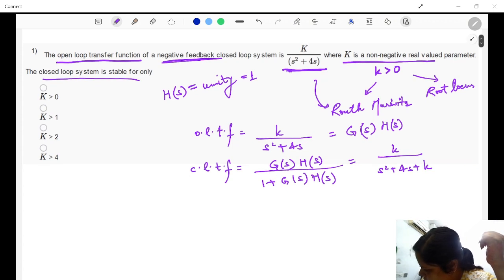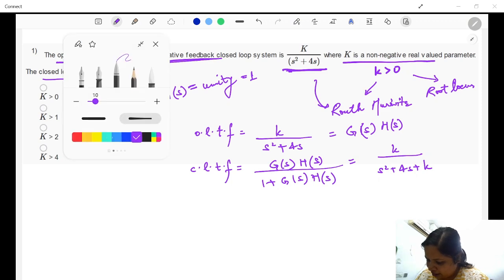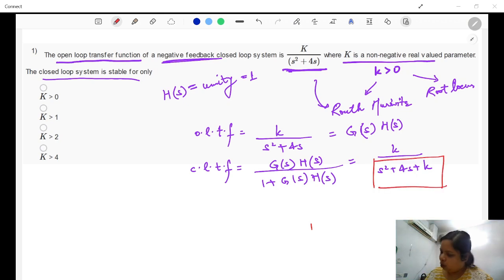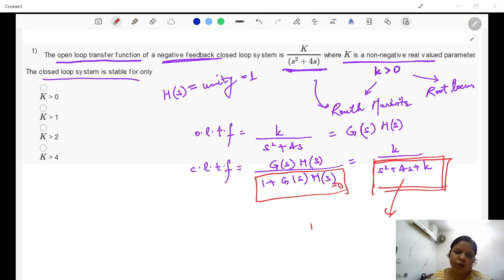Am I right? Yeah, I'm right. So why I have written this is to emphasize the fact that this is the characteristic equation. You already know that this is the characteristic equation. This equal to 0 is the characteristic equation. But I have written it to make sure again. That's it. All you have to do is with this only. Nothing related to numerator.